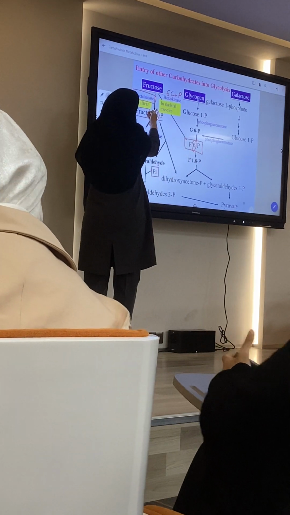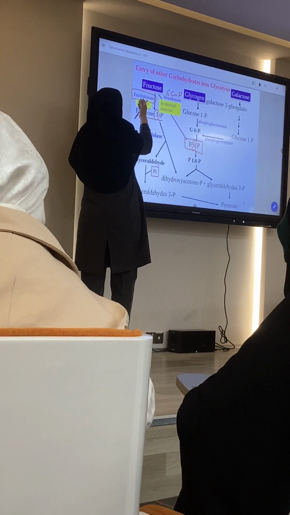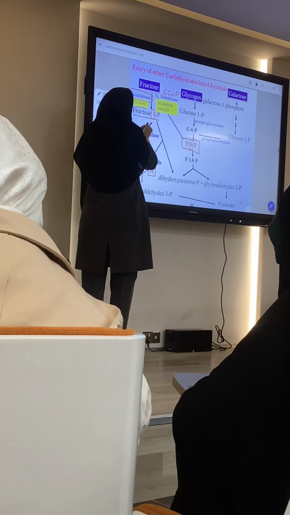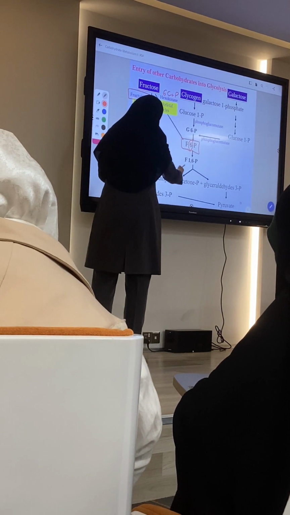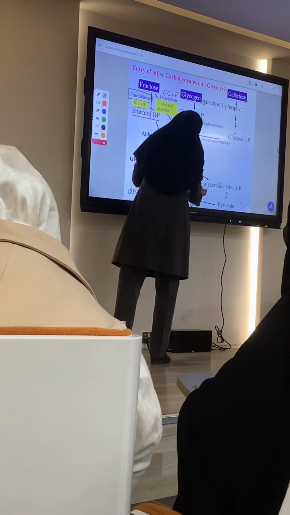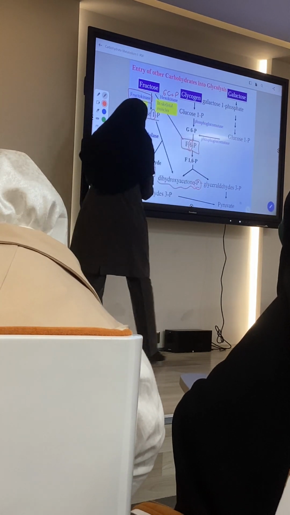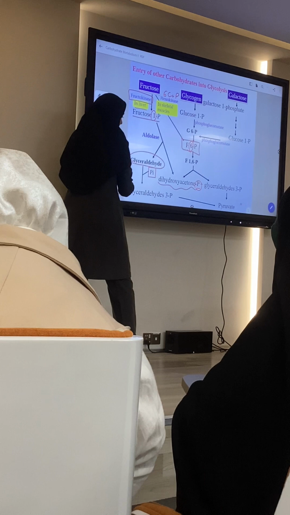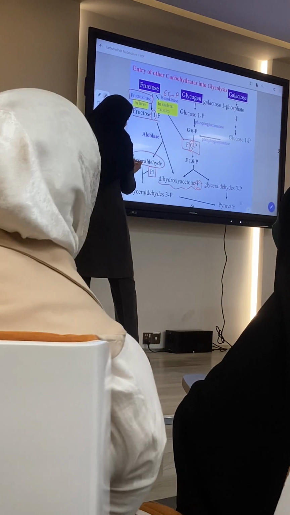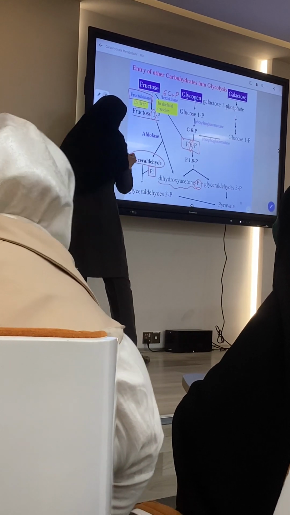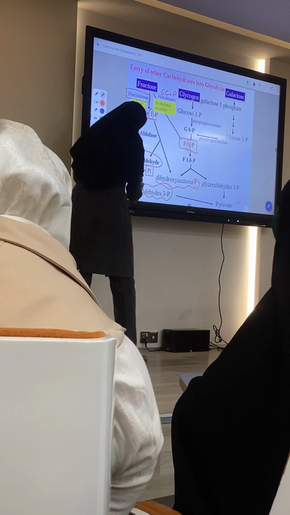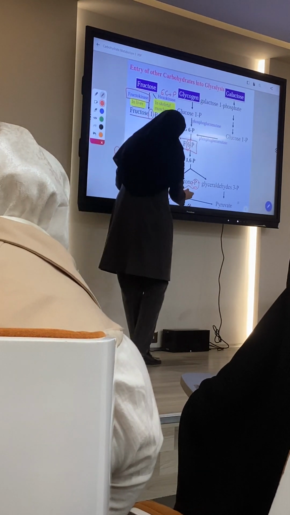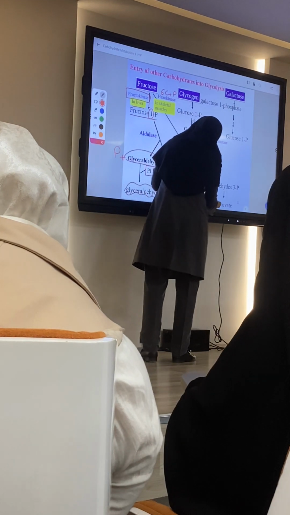But in the liver, we have another kinase. The name is fructokinase. It adds phosphate to make fructose 1-phosphate, and then dihydroxyacetone phosphate and glyceraldehyde are present, but it is different. We require one more phosphate, as you can see here, to convert glyceraldehyde to glyceraldehyde 3-phosphate to continue the glycolysis.